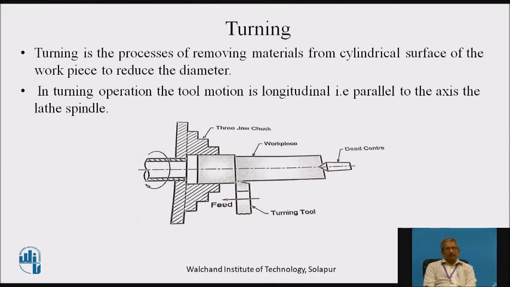So this is turning. Turning is the process of removing material from the cylindrical surface of the workpiece to reduce the diameter. In this case, if you observe, the tool travel is parallel to the axis of the lathe, or axis of the workpiece, and it will be removing the material on the cylindrical or circumferential surface of the shaft uniformly. And if you have a depth of cut, that is, the material we are removing with the help of the turning tool, if it is 1 mm, then the diameter will be reduced by 2 mm. So this is called turning.